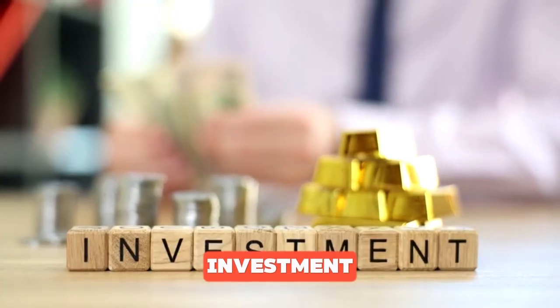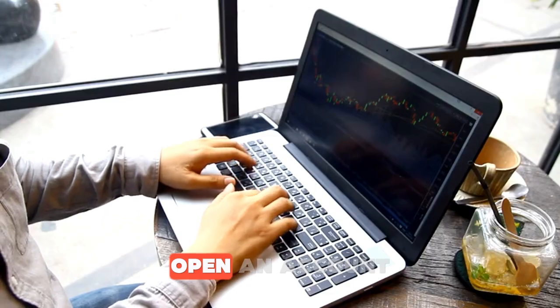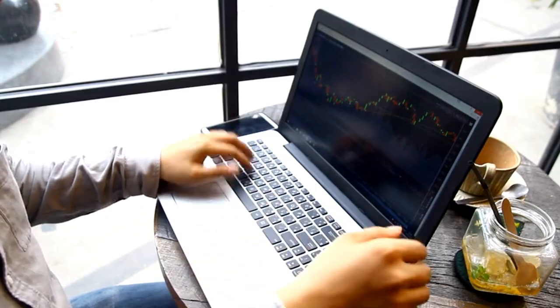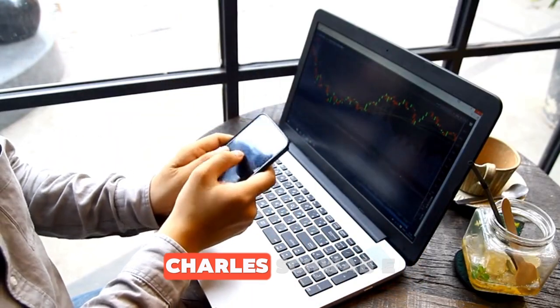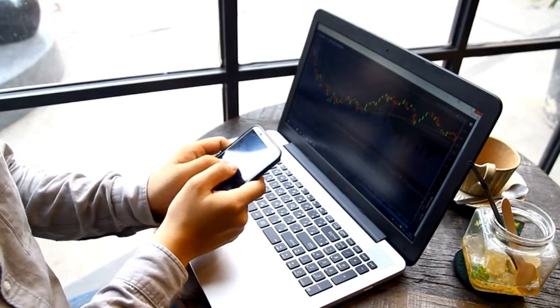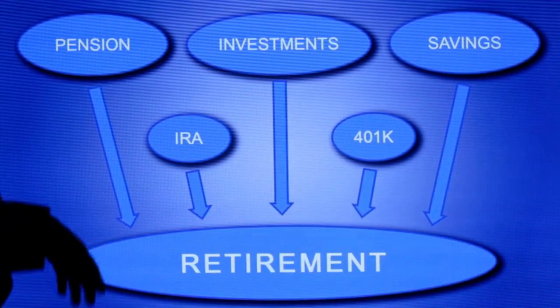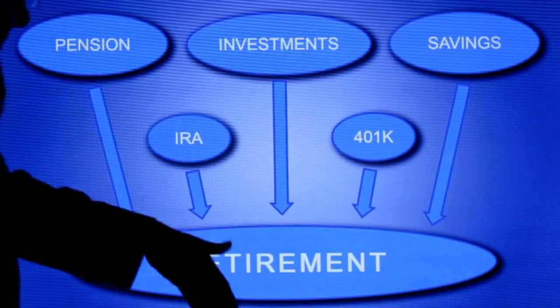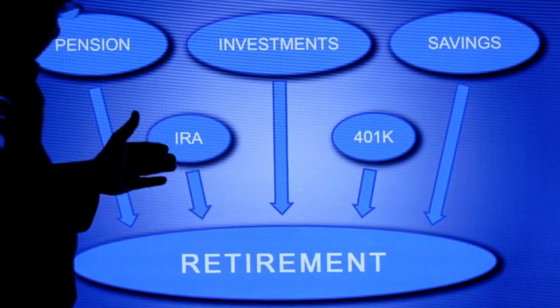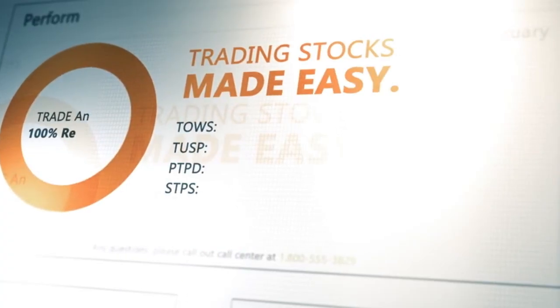4. Choose an investment account. Brokerage account. Open an account with a reputable online broker, for example, Fidelity, Charles Schwab, E-Trade, or Robinhood. Retirement accounts. Consider tax-advantaged accounts like an IRA or 401k if you're investing for retirement. 5. Start with index funds or ETFs, recommended for beginners.